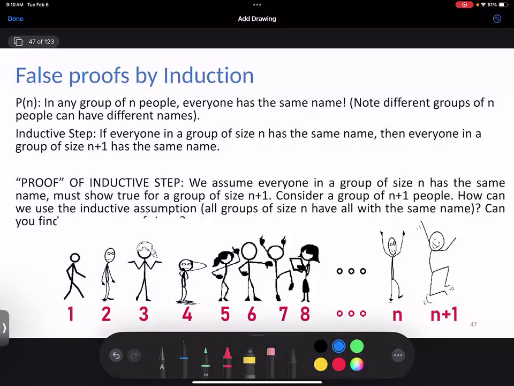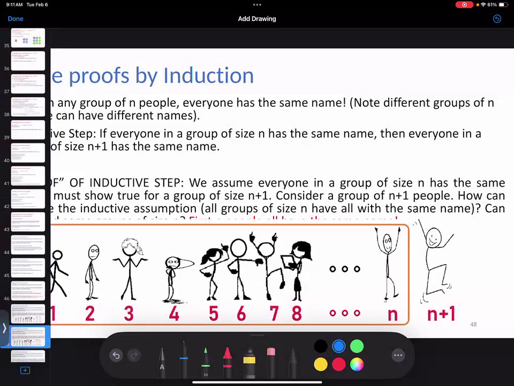You have to tell me which n people are in your group. Except for, well, we don't know who the age of people, but give me a procedure to choose n people from these n plus 1 people. Well, I'm trying to prove everyone has the same name. You have to give me a way to choose n people. They're labeled 1, 2, 3, and n plus 1. So give me a set of n people.